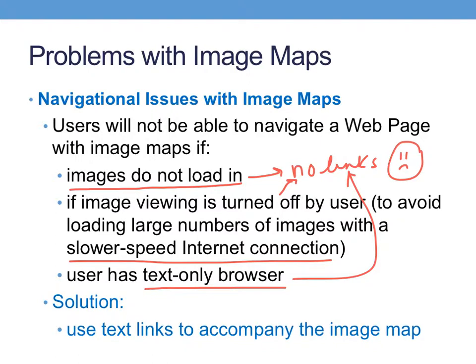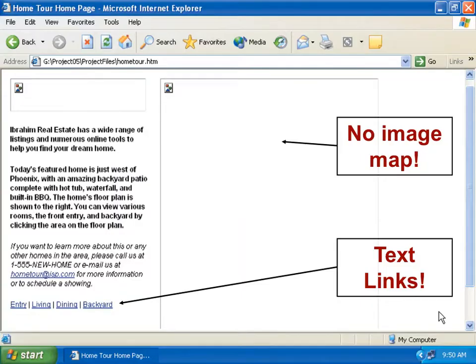So what you're going to notice as we create these web pages together is that the solution is to use text links that accompany the image map. So always having the image and text links ensures that no matter what happens, you'll always be able to link to those other areas. So if the user only has text-based browsers or the image doesn't load, your website can still function. It may not look as nice without that image, but at least the links and the navigation will still work.